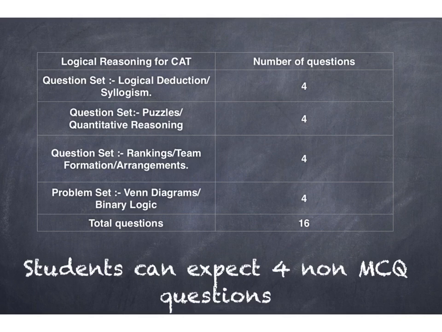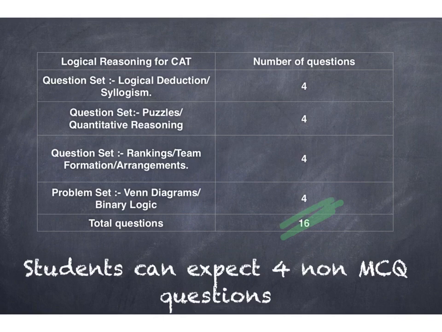The third set could be anywhere in the sequence, on rankings, team formation and arrangements. Again, you're going to get 4 questions on it. Then you're going to get a problem set on Venn diagrams, binary logic. Again, you're going to get 4 questions on it. So all in together, you got 16 questions.